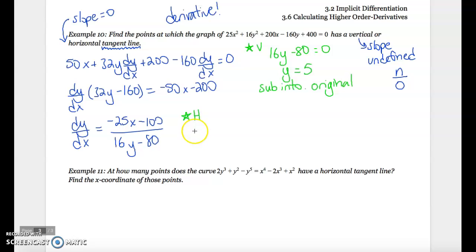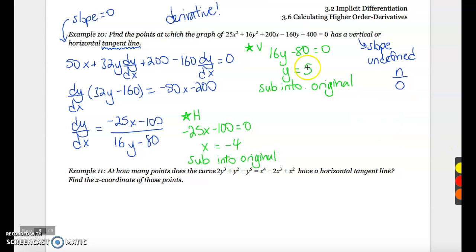So for my horizontal tangent line, I have to figure out where my numerator equals 0. So negative 25x minus 100 equals 0. Well, that happens at x equals negative 4. And we'll do the same thing: if I want to find the actual point where this occurs, I found the x value, so to find the y value, I have to substitute into your original.